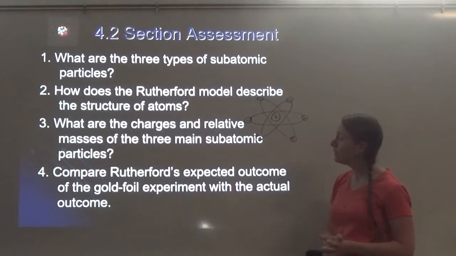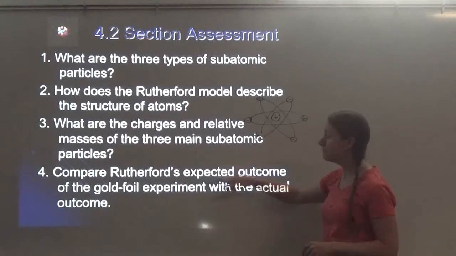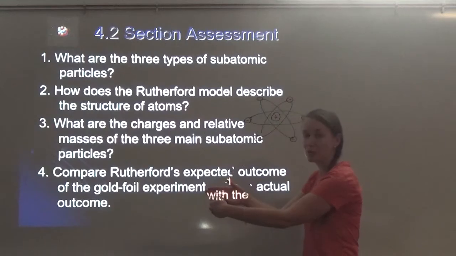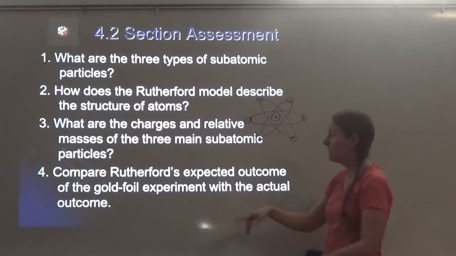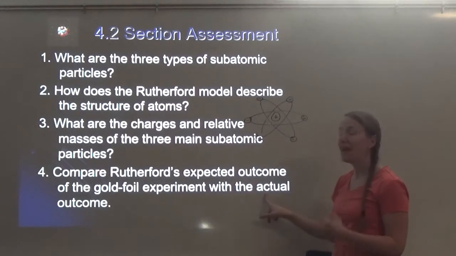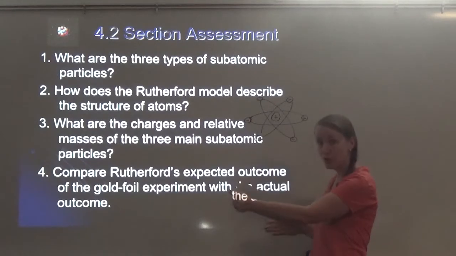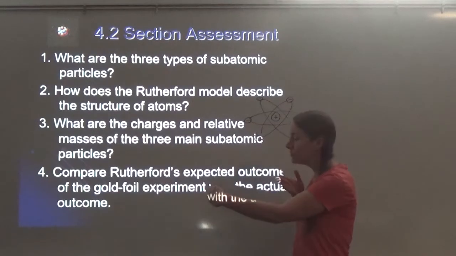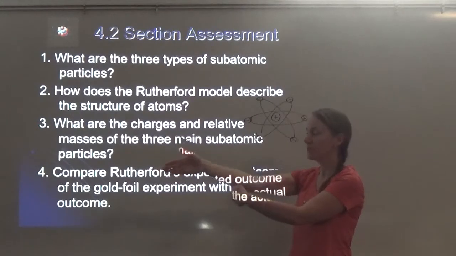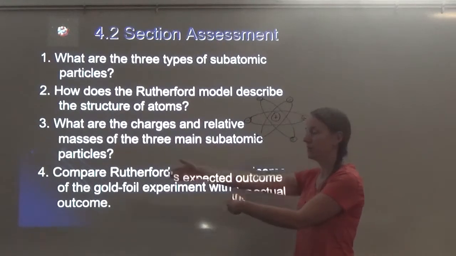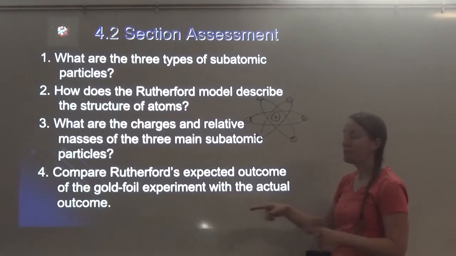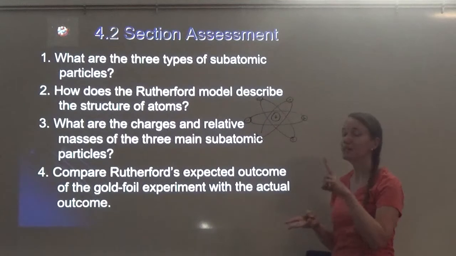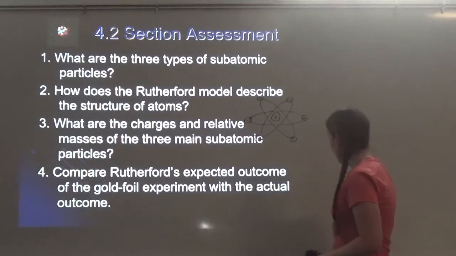All right, so number 4, compare Rutherford's expected outcome of the gold foil experiment with the actual outcome. So remember, he expected the alpha particles to pass through and deflect, so kind of pass through and bend in their path. That was his expected outcome. What actually happened was 3 things. Most passed straight through, perfect straight line. Some of them deflected, like he expected. And some of them hit and bounced back. Okay, so he had most passed through, some deflected, some bounced back. All right, so let's move on.